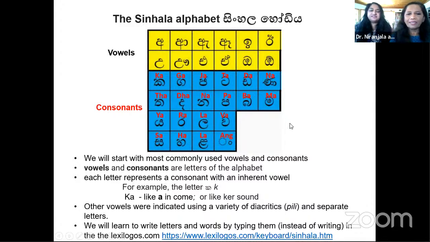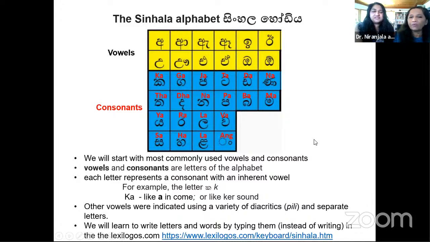All right. Y, r, l, v. Ya, ra, la, va. So y, r, l, v. Okay. Sa, sa, h, l, ang. Sa, ha, la, ang.